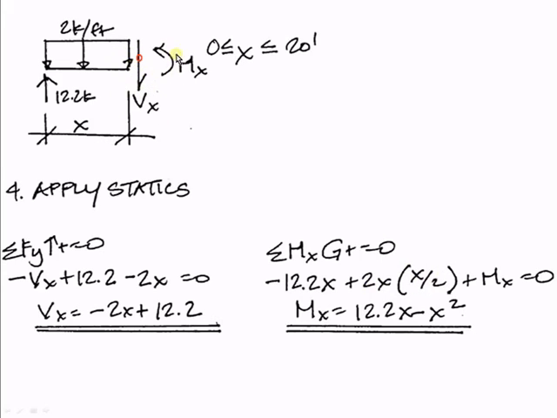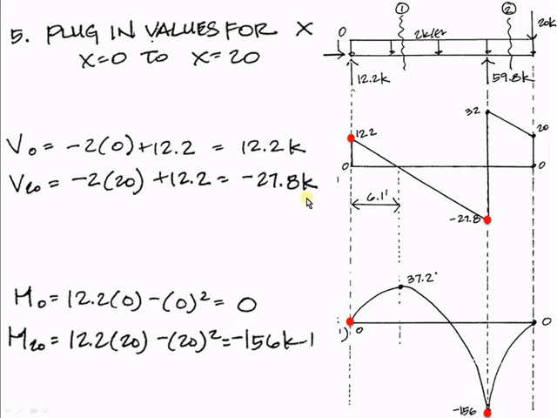And finally, we have our actual moment that we're solving for, counterclockwise rotation, consistent with our sign convention. So plus Mx is equal to 0. Again, we're interested in what Mx is along the length, so we're going to solve for that. Rearranging terms, we get 12.2x minus x squared. Okay, so these are our two formulas for our shear and moment diagram within that region.